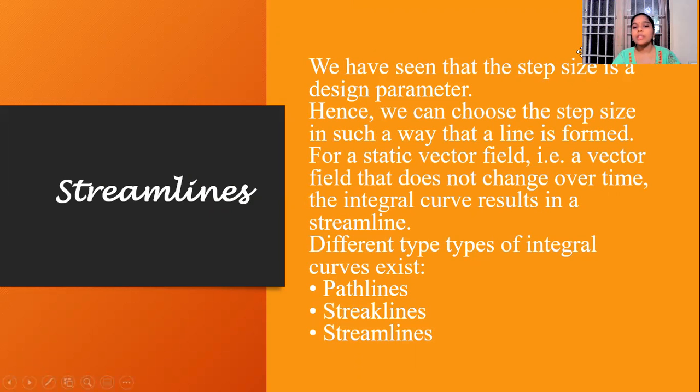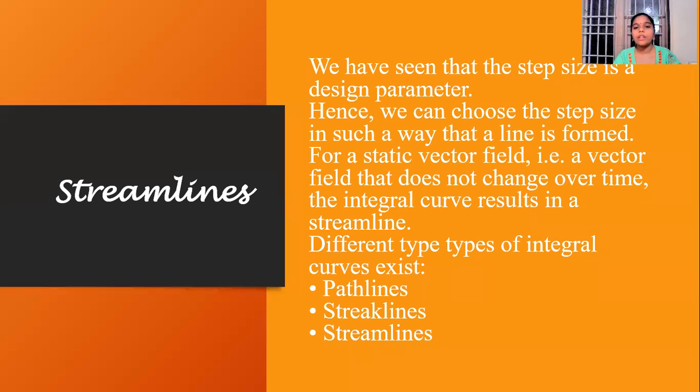Hence, we have to choose a step size in such a way that a line is formed. For a static vector field, where the vector field doesn't change over time, an integral curve results in a streamline. There are different types of integral curves: one is the path lines, the second is the streak lines, and the third is the streamlines. Now let us understand each of these integral curves in detail.